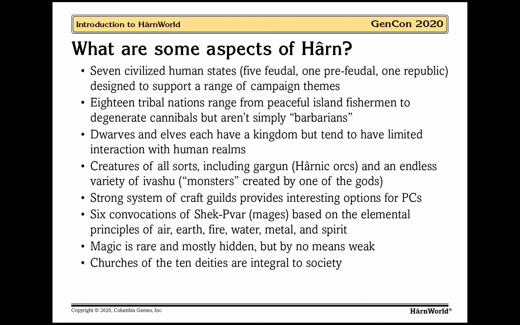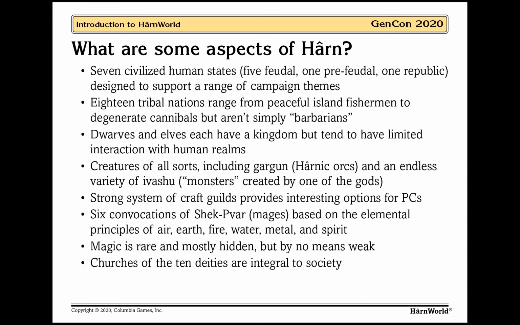Elves and dwarves are in the setting, and each has their own separate kingdom, but they're fairly insular and fairly isolated. And so if you want those as elements in your game, they're there for you. If you don't, they're easy to partition off to the side and make rare or mysterious as best fits the kind of game you want to run.